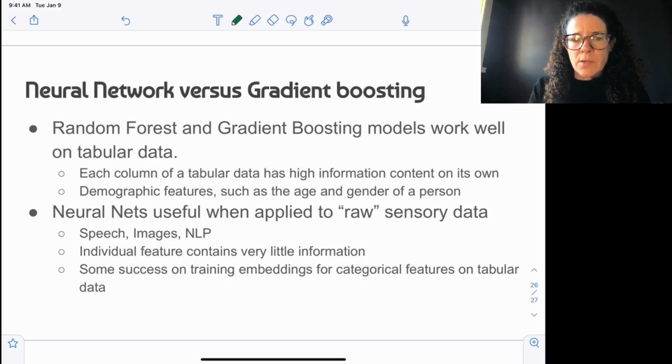There is some success with neural networks when you have a lot of categorical variables and when you can learn embeddings of those categorical variables. When that is important, sometimes neural networks do well on categorical data.